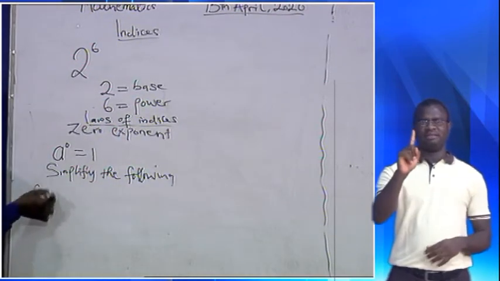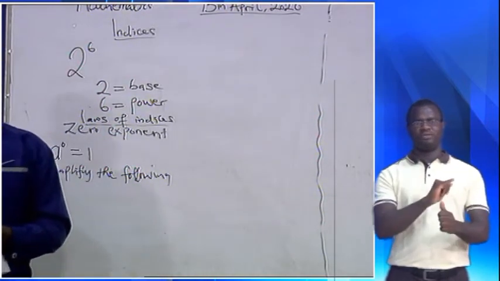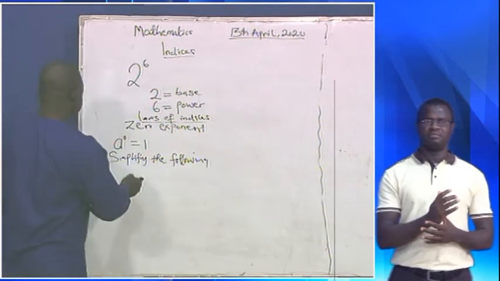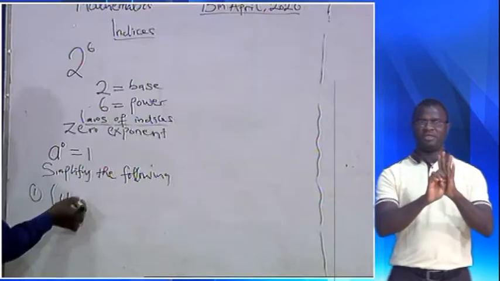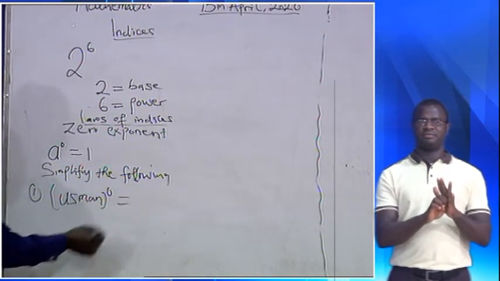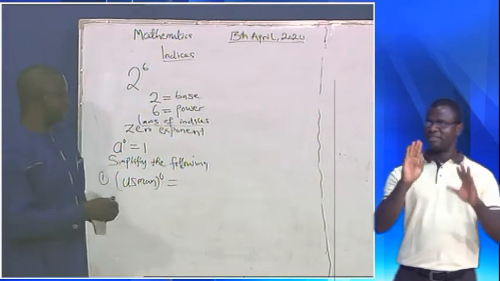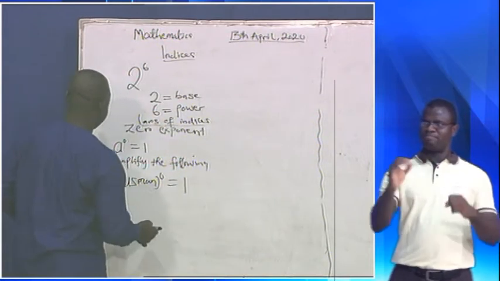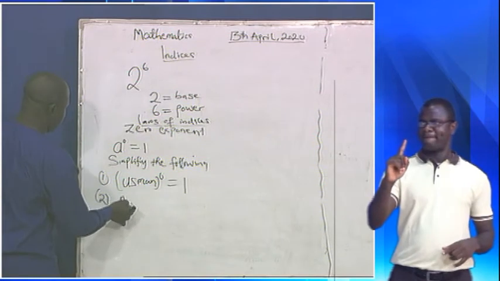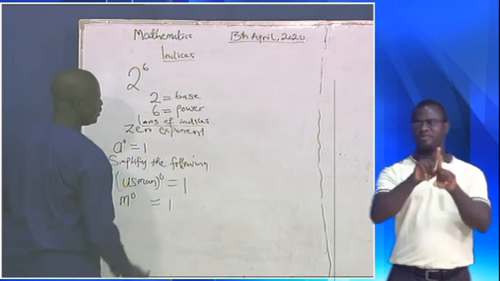maybe number 1, the current mathematics teacher for this program, otherwise known as Usman. If Usman is raised to power 0, my current value now remains at what? 1. Number 2. If m is raised to power 0, the value is what? Is 1.